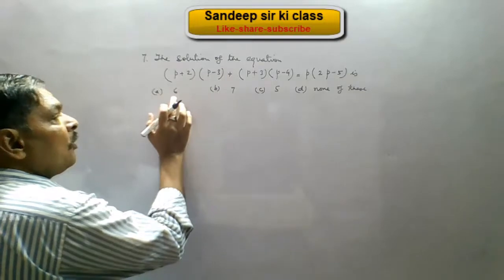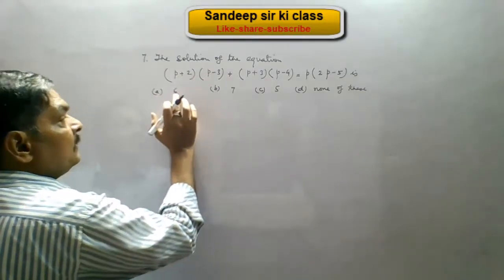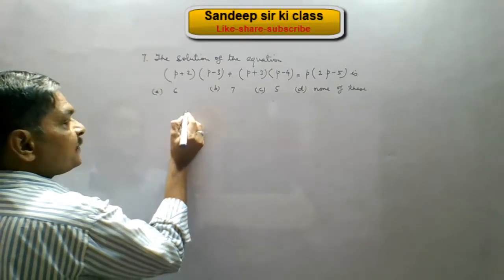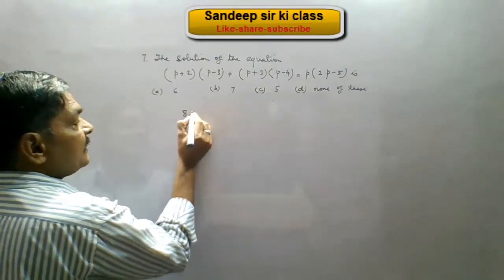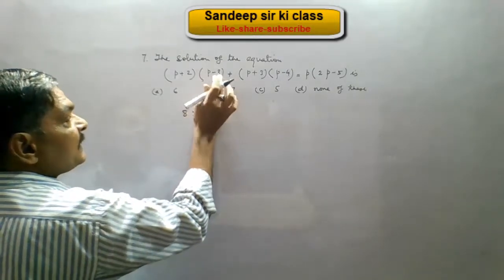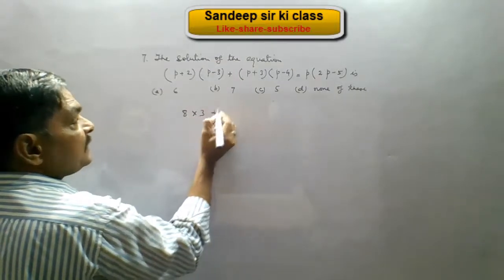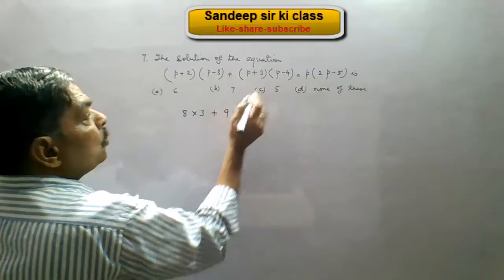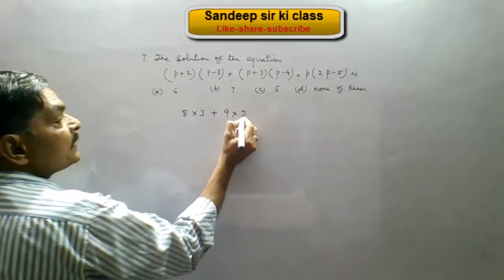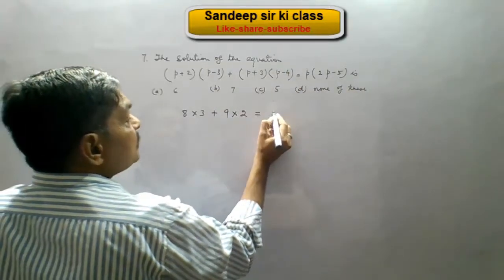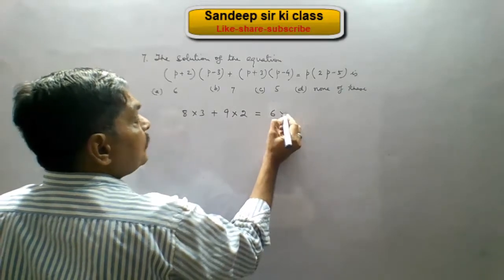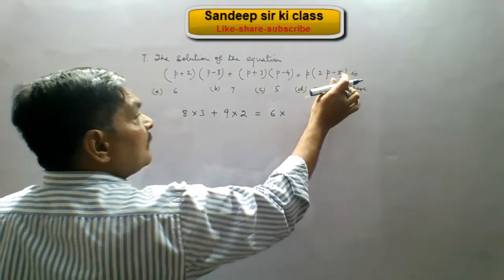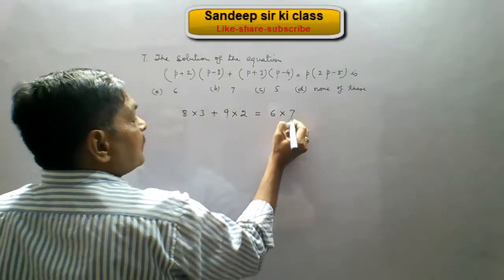Let us say option A. When we put 6 as p, we get 6 plus 2. So 6 plus 2 is 8. This multiplied by 6 minus 3, which is 3, plus 6 plus 3 is 9 into 6 minus 4 is 2. This equals to p is 6 into 2p means 12. 12 minus 5, which is equal to 7.